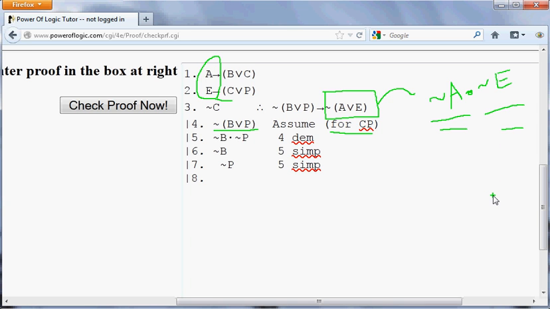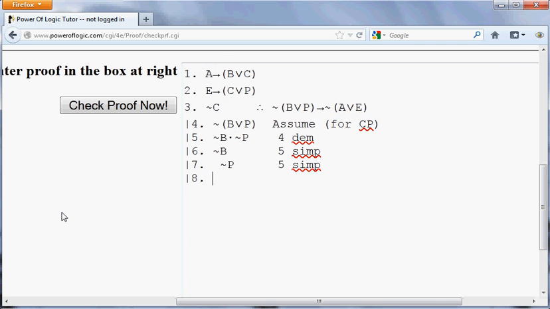Okay, you could pause this if you want to think about it, and I'm going to erase my little wish list work here and get on with the proof. Okay, so I could get not A out of line 1 if I had neither B nor C, not B or C. Well, I have that. I have not B from line 6, and I have not C with line 3. So that's a 3, 6 conjunction.